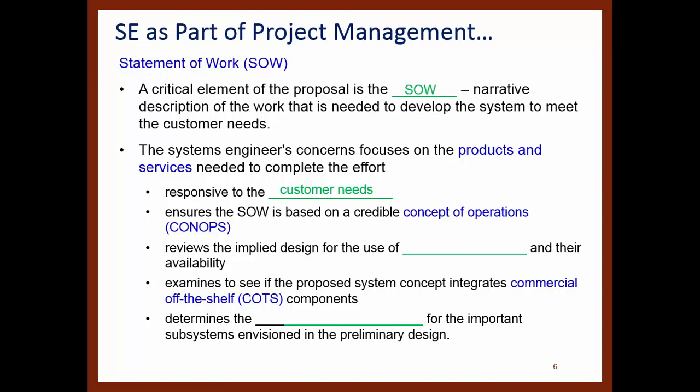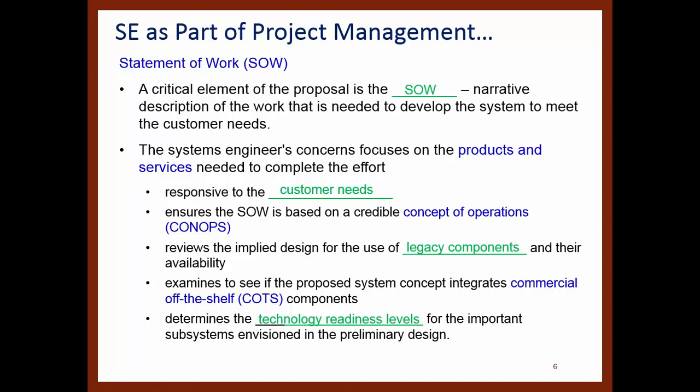Reviews the implied design for the use of legacy components and their availability. In terms of legacy components, can we use some existing technology to come up with some of the parts or subsystems of the system? Examines to see if the proposed system concept integrates commercial off-the-shelf components. Again, are they available, something that we can purchase, or determines the technology readiness level for the importance of system ambitions in the preliminary design.